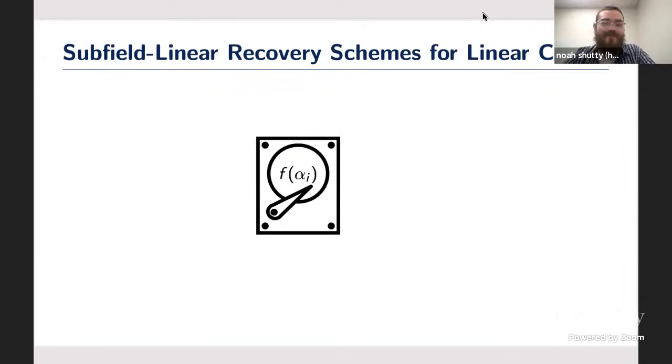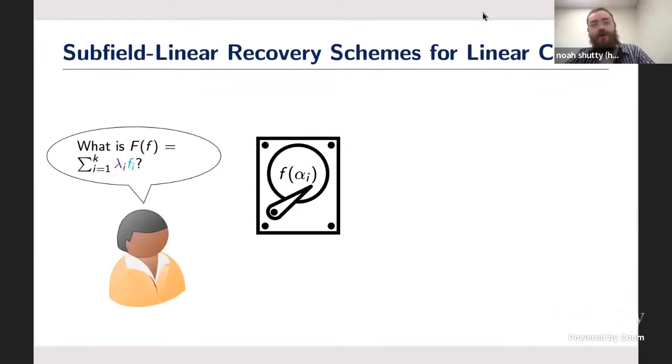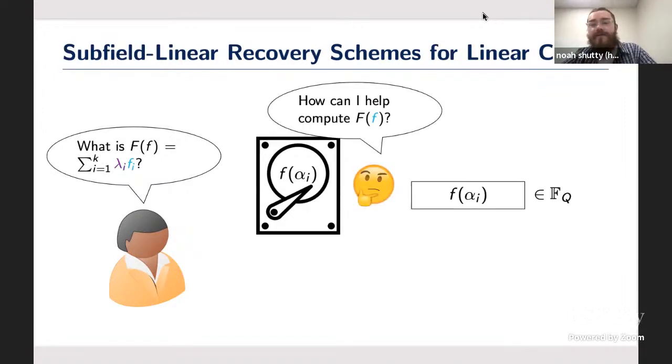So using this mapping, we can describe what a linear scheme is, and this was also mentioned in the previous talk. So let's say we are a user, we want to recover this linear function, the sum over i of lambda_i f_i. And what is node i going to send us? They have f(alpha_i), the evaluation of the polynomial with coefficients f_1 through f_k, evaluated at alpha_i. Well, this is just some element of this finite field, which is an extension field F_q^t.